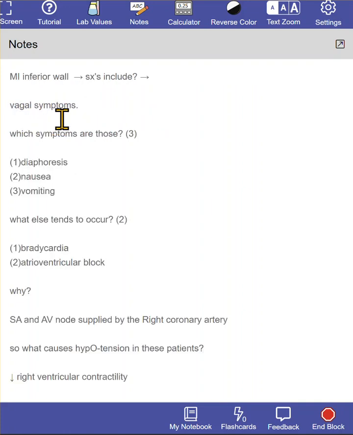So MI inferior wall. So what are some of the characteristics of inferior wall MIs? You get vagal symptoms. Which symptoms are vagal? There are 3 of them. So you can get sweating, nausea, and vomiting. So if they're vagal, you get diaphoresis, nausea, and vomiting. And what else tends to occur? You get bradycardia and atrioventricular block. So why does this happen? Well, the SA node and the AV node are supplied by the right coronary artery, right?